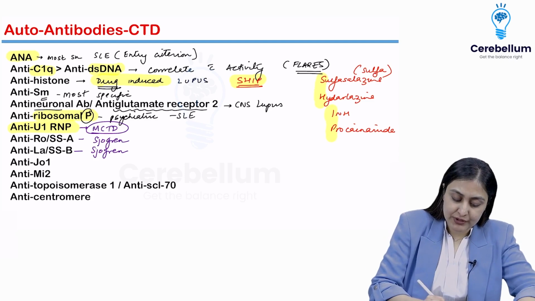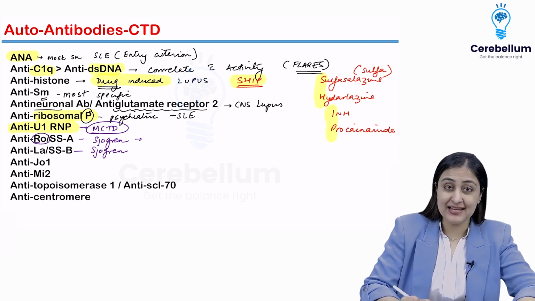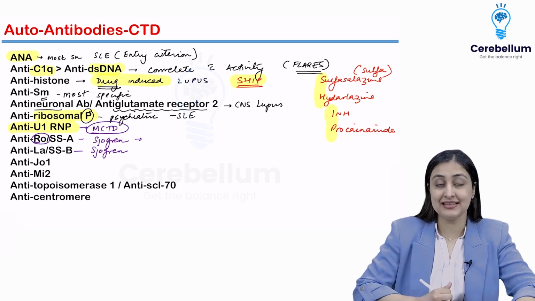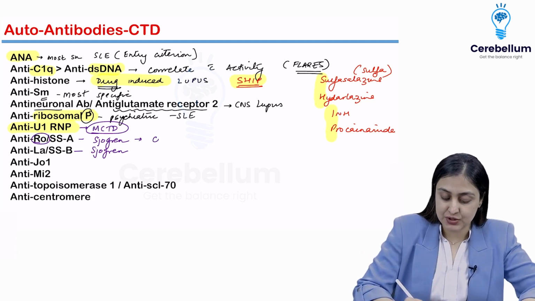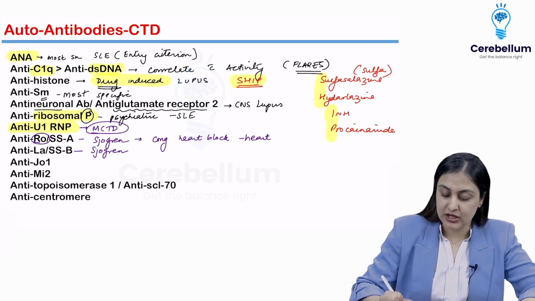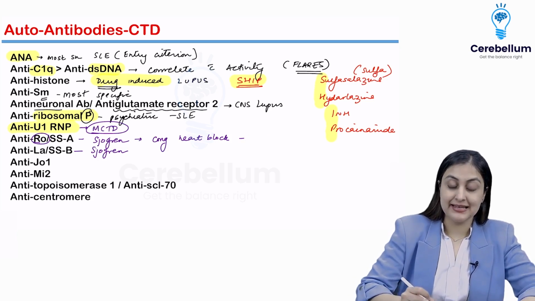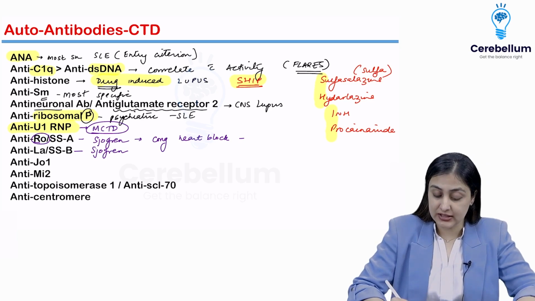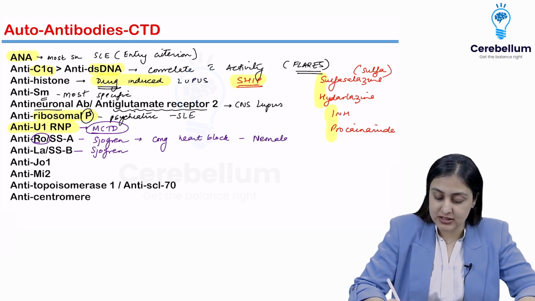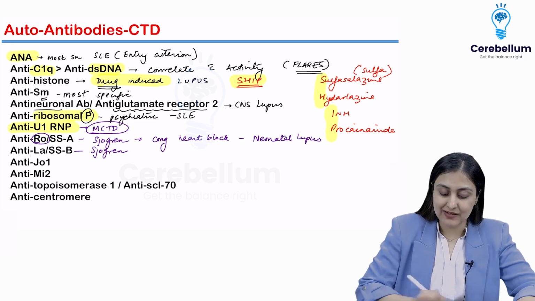In addition, you want to remember Ro, a baby cries, or Rona as we say in Hindi. So Ro is with a child. So this is a marker of congenital heart block. This increases the risk of congenital heart block or neonatal lupus. So this is very, very important.